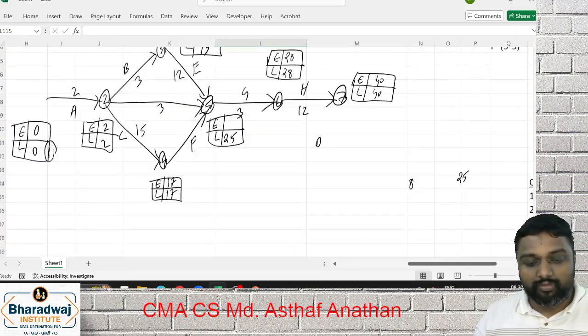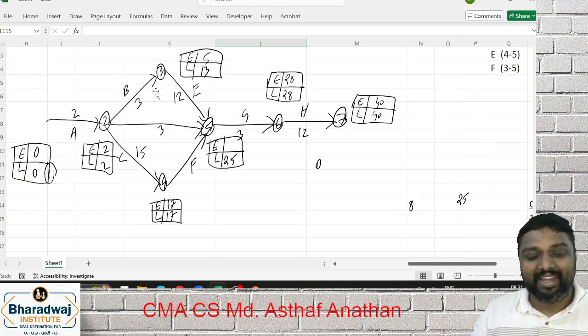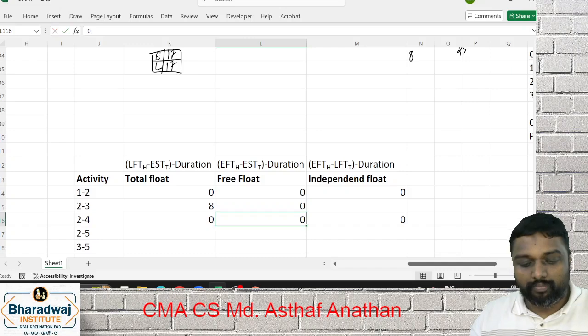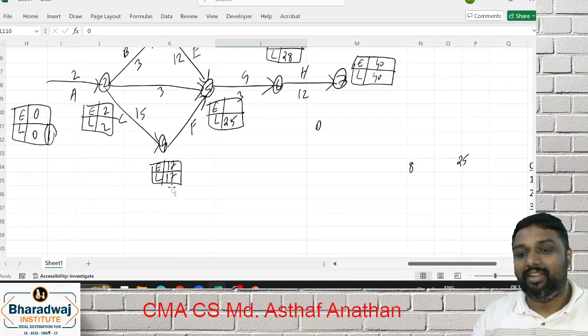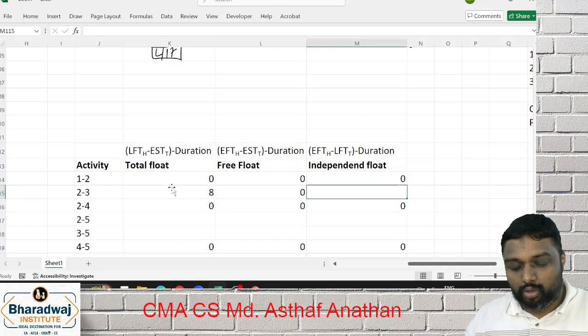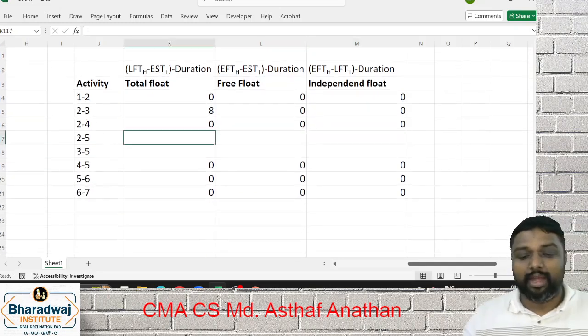Next, you want to do free float, which is 5 minus 2, 3. 3 minus 3, you will get what? 0. So, hope all of you are clear. So, congrats. Same way, we want to do the remaining 2 items.